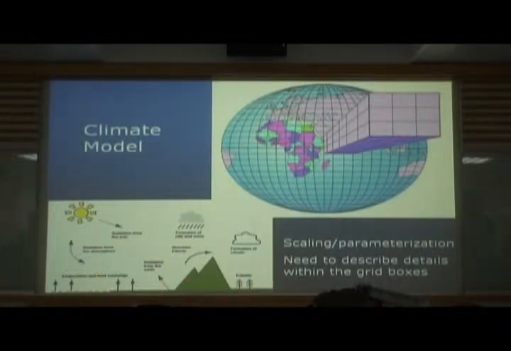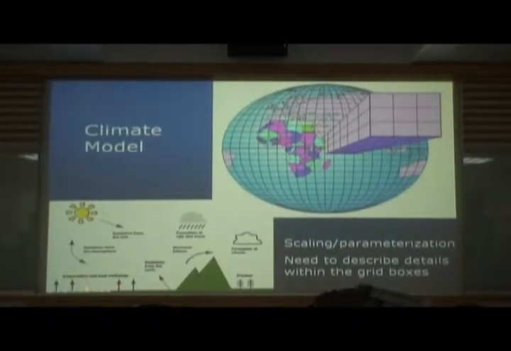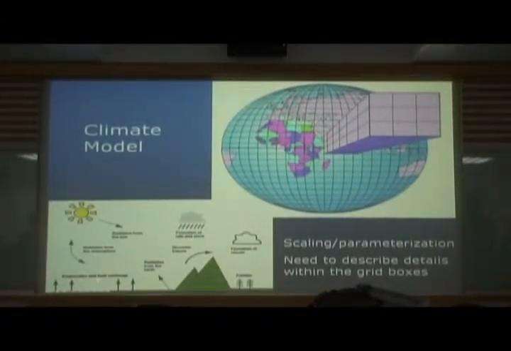There's roughly 20% of incoming radiation absorbed in the atmosphere, and approximately 50% at the surface, and the rest is reflected, so these are ballpark numbers. The part that's absorbed at the surface represents a bunch of energy, which is exchanged by evaporation and heat exchange vertically.